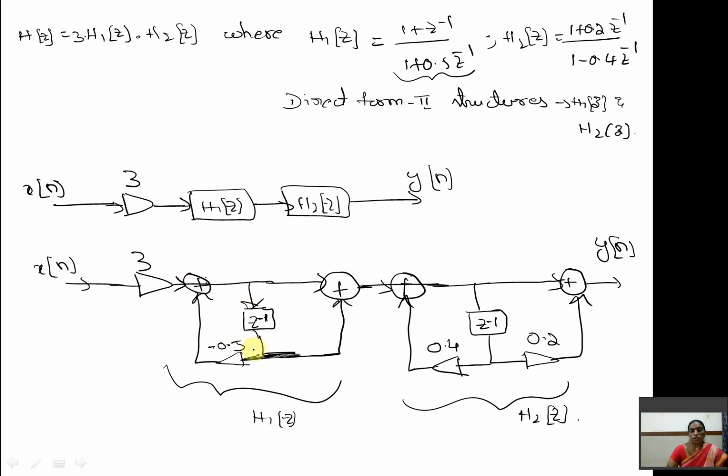Okay, right. And then coming to the next one, what is that? Parallel form realization structure. So parallel form realization structure means so here h of z is, we know that, what is the h of z here?